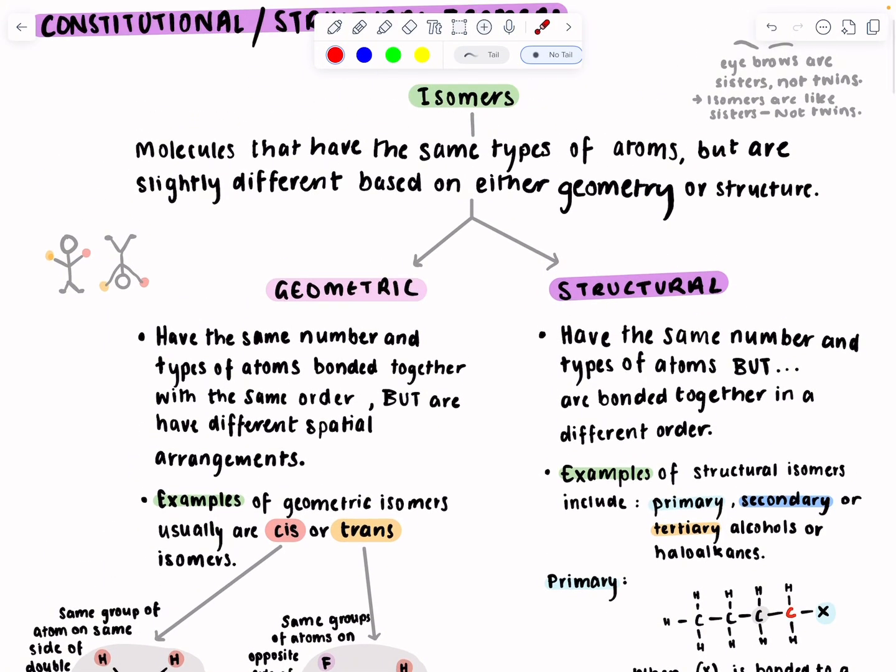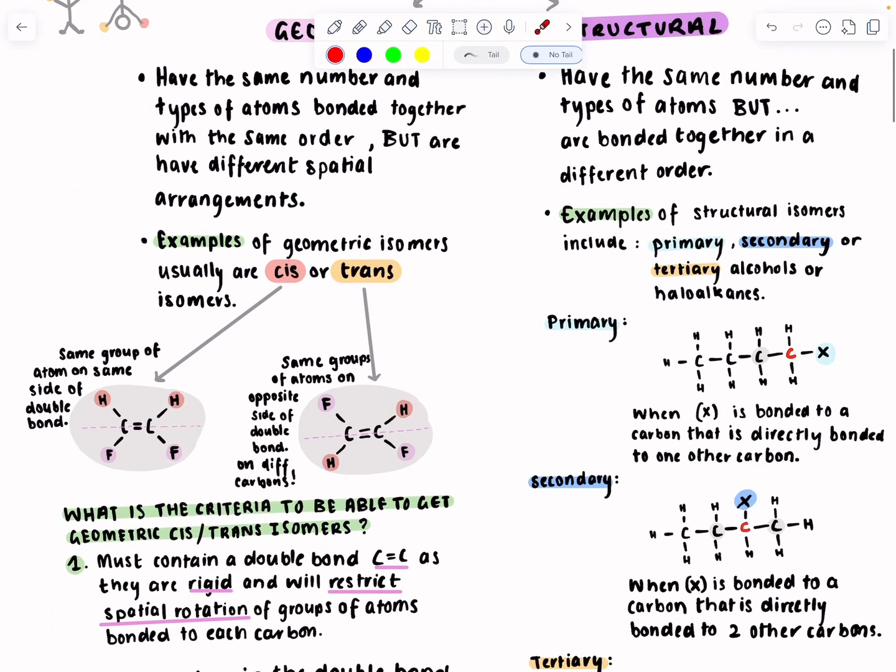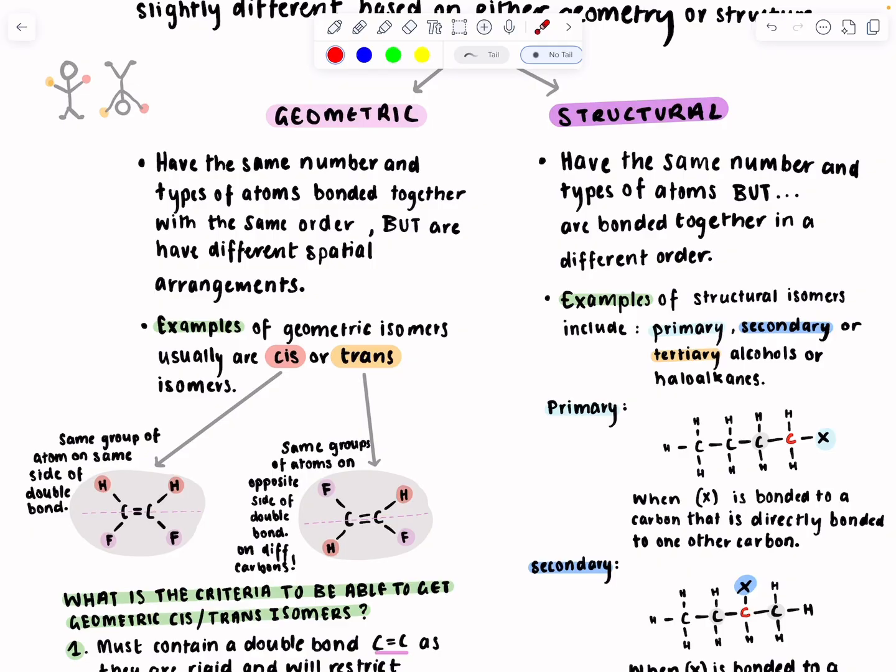Structural isomers, they also have the same number and the same types of atoms, but the bonding pattern of the atoms are different between each molecule. So this is the thing that makes each molecule different in a structural isomer. It's the pattern of bonding between atoms. And so here's an example. We've got structural isomers, primary.